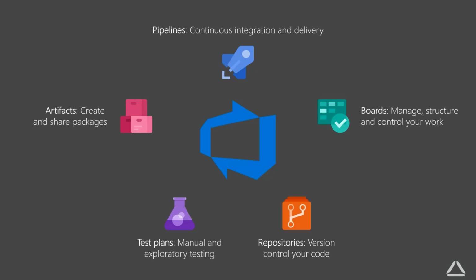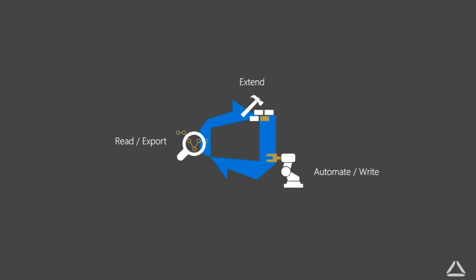So we won't be doing a lot in those areas, but instead I want to focus on 3 parts. Those parts are reading and exporting data from Azure DevOps. It will be automating things in Azure DevOps, or writing to Azure DevOps. And the last part will be extending Azure DevOps.